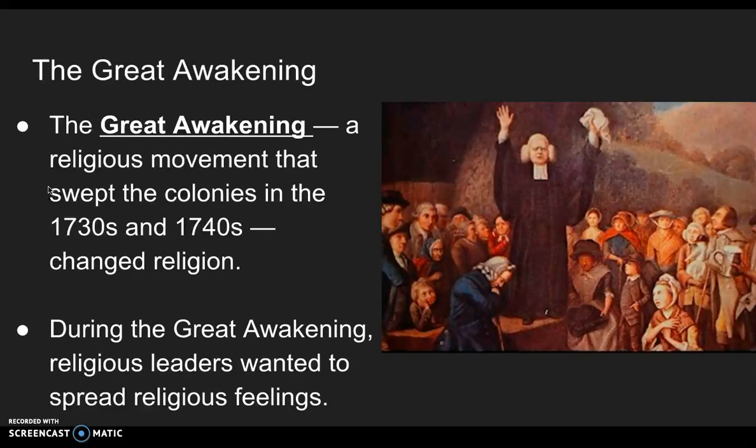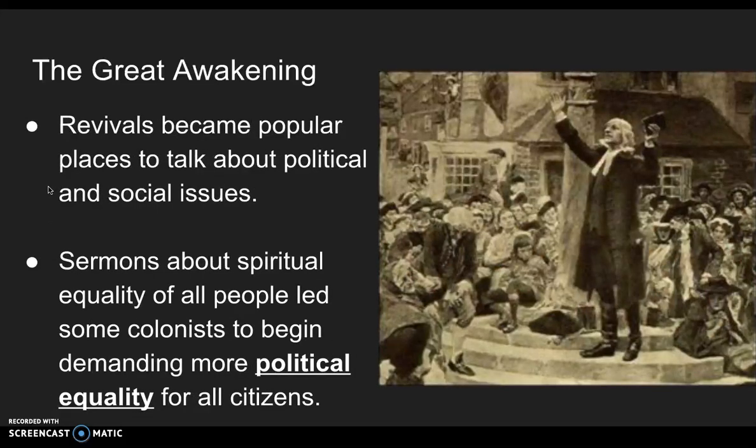The return of religious values in the 1720s through the 1740s led to something called the Great Awakening. Influential preachers like Jonathan Edwards and George Whitefield inspired the colonists in New England and in the middle colonies to re-examine their faith, their relationship with one another, even their education. As the Great Awakening spread, people flocked to revivals to hear sermons. They also spent time talking about political and social issues as well.